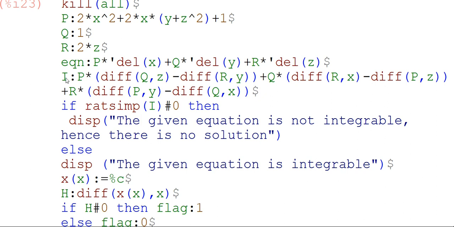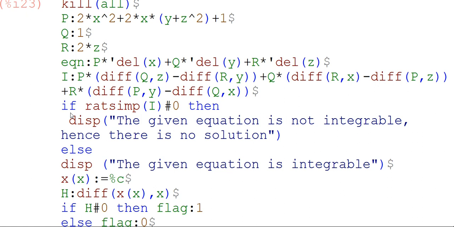So this I should simplify. For simplification in Maxima, we'll give a command ratsimp. The ratsimp command will be given to do all rationalization, simplification, everything. So now if that value is 0, then it is integrable. Otherwise it is not integrable.